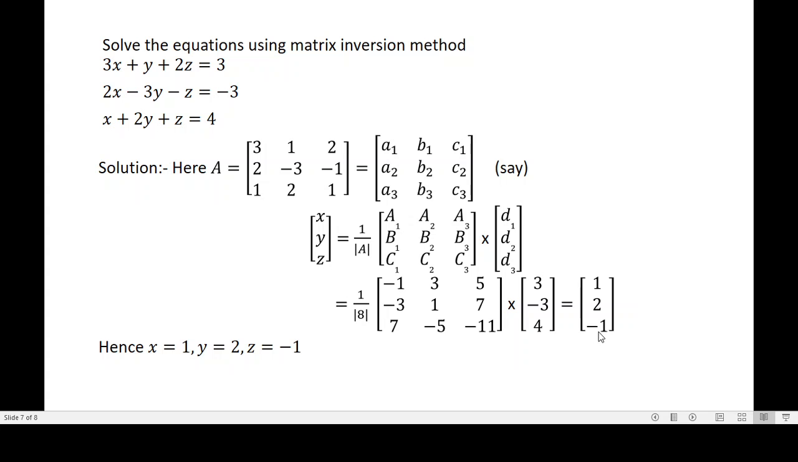Now compare it. On the left hand side we have a column matrix X, Y, Z. On the right hand side we have 1, 2, minus 1. So equate the values for X, Y, Z. X is equal to 1, Y is equal to 2 and Z is equal to minus 1. Substitute back. When you put X equal to 1, we get 3. Y equal to 2, we get 3 plus 2 equal to 5. And Z equal to minus 1, we get 3. So X equal to 1, Y equal to 2 and Z equal to minus 1 satisfies this equation. Hence, the solution of this system of linear simultaneous equations using the matrix inversion method is 1, 2, minus 1.